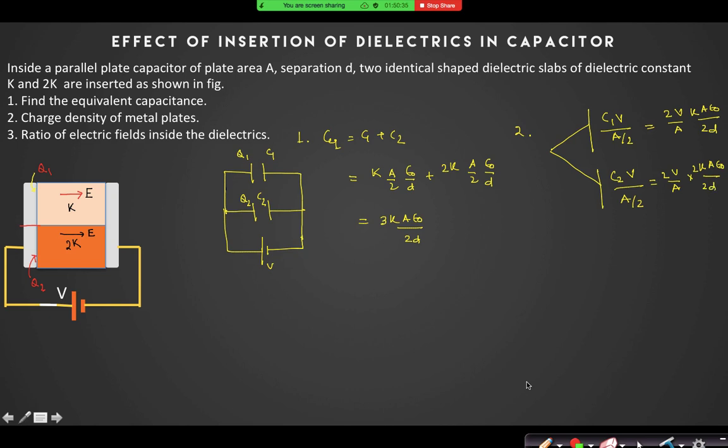Have you got these charge densities? Yes, sir. And what is the ratio of electric fields inside the dielectrics? 1. Right? Electric fields will be the same. So the answer to the third question is 1.